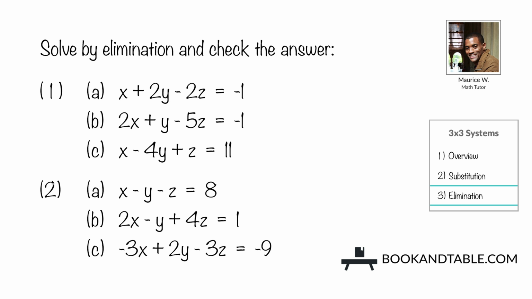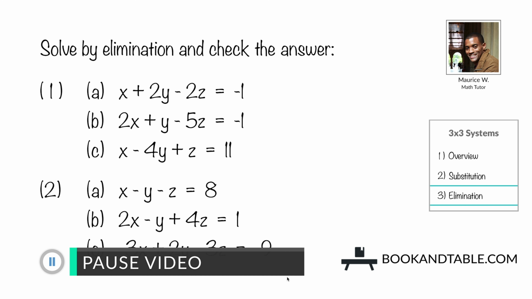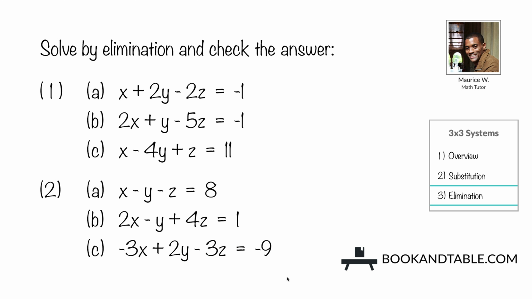Question number 2, equation A, x minus y minus z is equal to 8. Equation B, 2x minus y plus 4z is equal to 1. And equation C, negative 3x plus 2y minus 3z is equal to -9. Pause the video, answer these questions, and then press play when you are ready to begin.